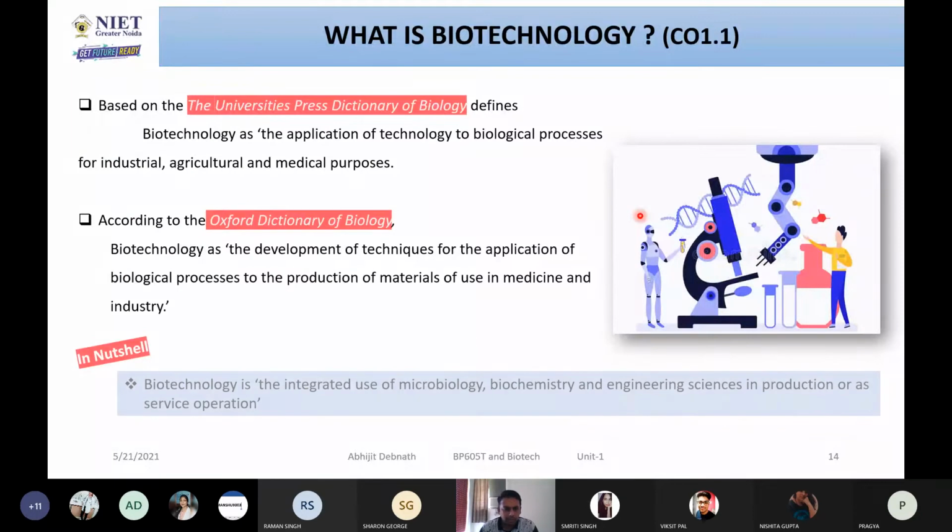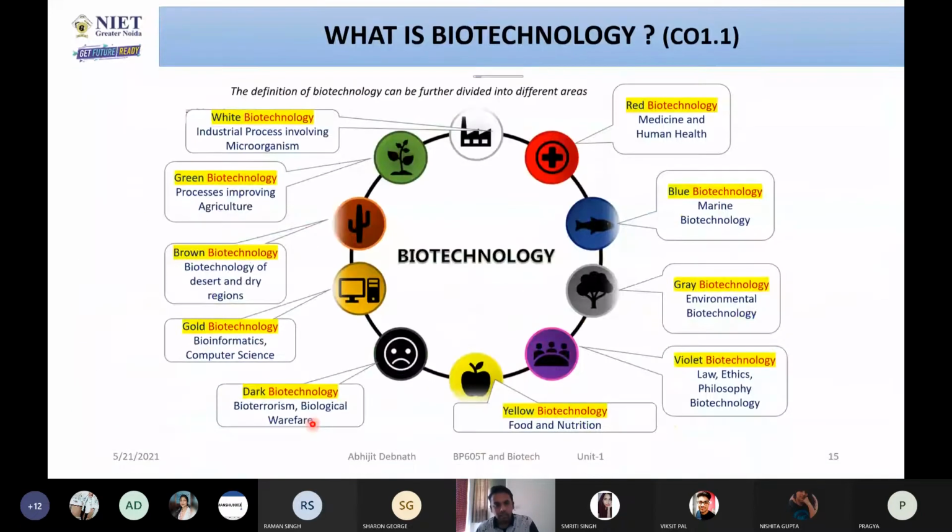These are various definitions. In a nutshell, I told you that biotechnology is the integrated use of microbiology, biochemistry, and engineering sciences in production or as a service to the operation. So basically, in this subject, we are trying to learn microbiology, biochemistry, engineering, and all the topics related to biological sciences and technology, so that we can make some product for the service of our humanity. Okay, so we started our discussion in my first lecture with these various categories.